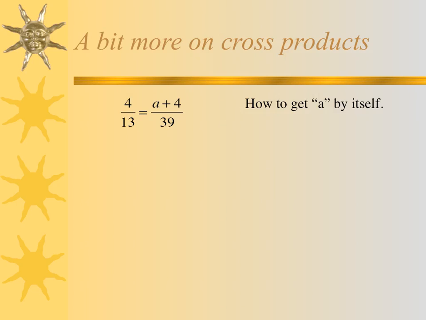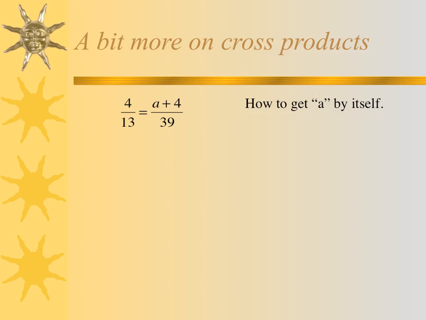Now it's important to notice in this case that a plus 4 is an expression that's on the top of that fraction bar. That fraction bar is acting like a grouping symbol. It is as though there were parentheses around that a plus 4. It's a whole quantity. And so the question is, how do we get a by itself in this case? Well, right now, the expression that a is in, the a plus 4, is being divided by 39. So the first thing we have to do is get rid of that denominator of 39.